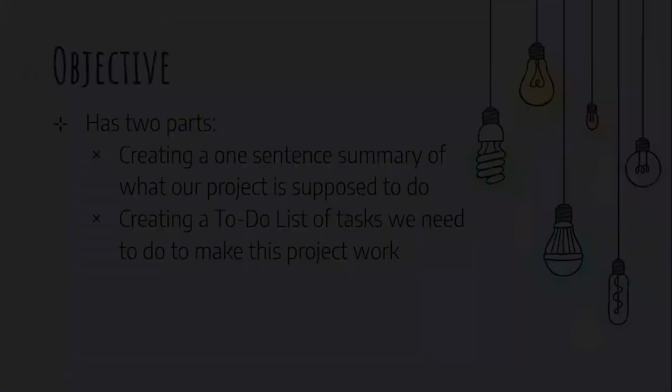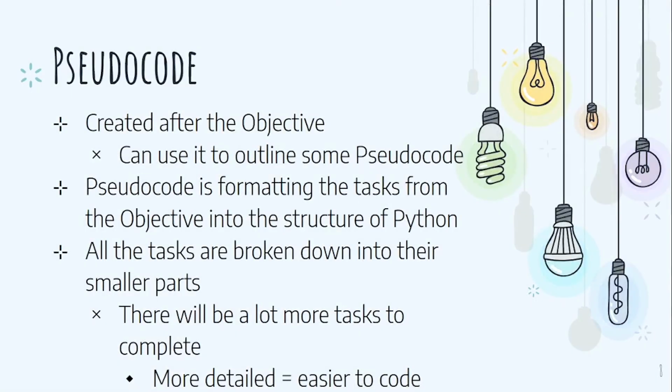Next is the pseudocode. After we create the objective, we can use it to outline some pseudocode. Pseudocode is formatting the tasks from the objective into the structure of Python. Additionally, all the tasks are broken down into their smaller parts. This means that there will be a lot more tasks to complete. The more detailed the pseudocode, the easier it'll be to code.